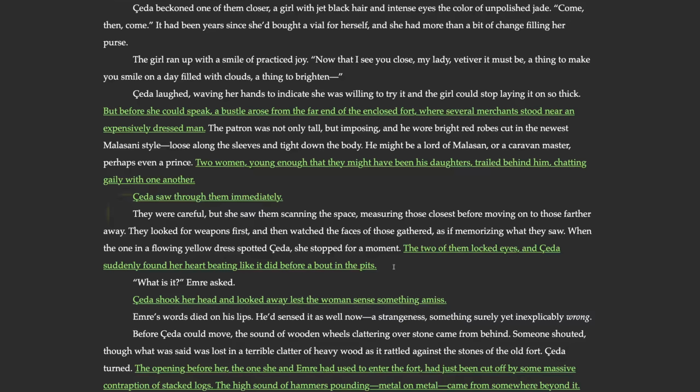And so she locks eyes with this woman, and Cheta's heart is starting to beat like it did before a bout in the pits, without even realizing exactly why. Cheta knows something is up, and she knows these other women. She sees herself in them. She sees another fighter in these two women. In the very next short paragraph, "What is it?" Emery asked. So this paints Emery and Cheta as intimate, as friends. They know each other so well that Emery can pick up on her mood without her really saying anything. We get the sense that he picks up on her suddenly stiff attitude, right? Her wariness. And so that paints them both.